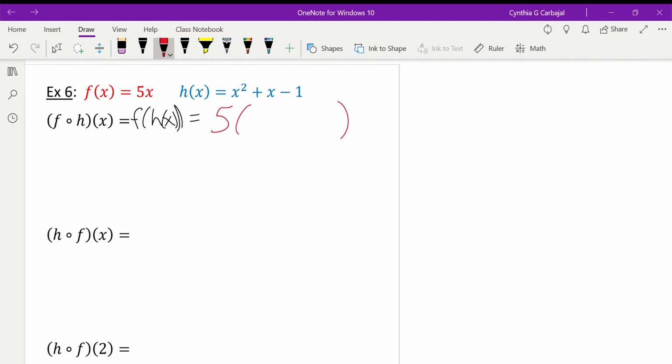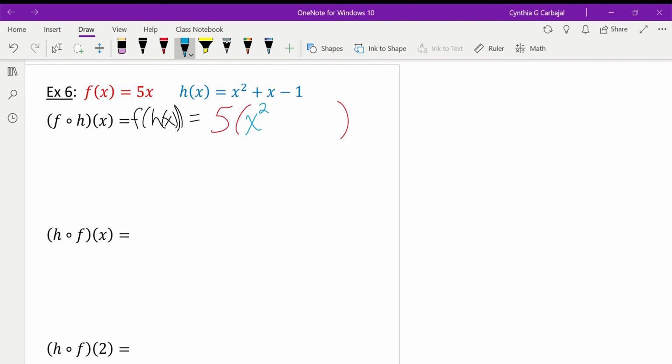5x, so 5 parentheses. Then, I lost the color. Alright. And then we're going to substitute in the h function in place of x. So h function is x squared plus gx. Sorry, I don't like how that looks.